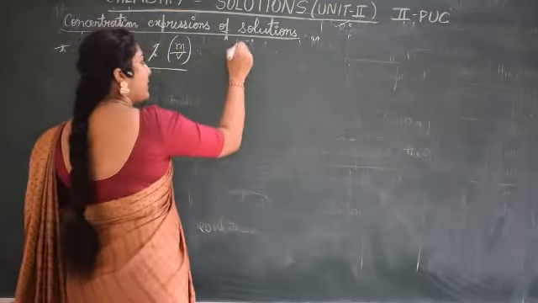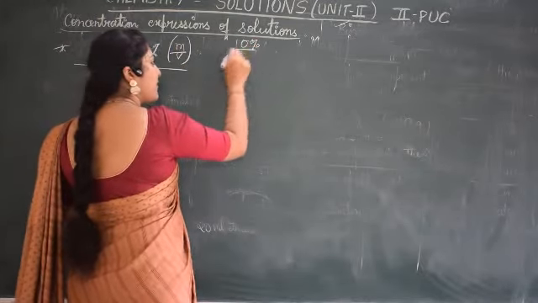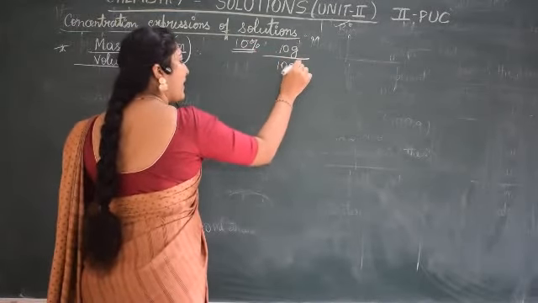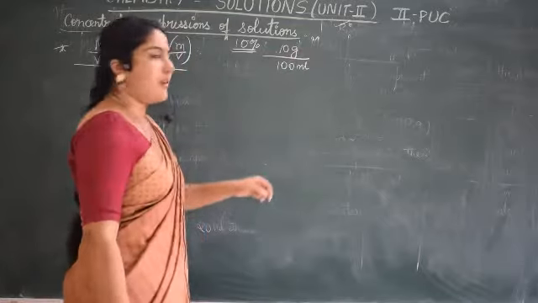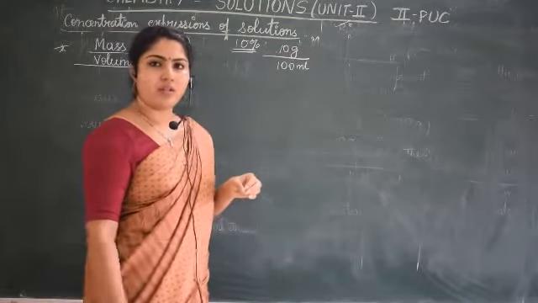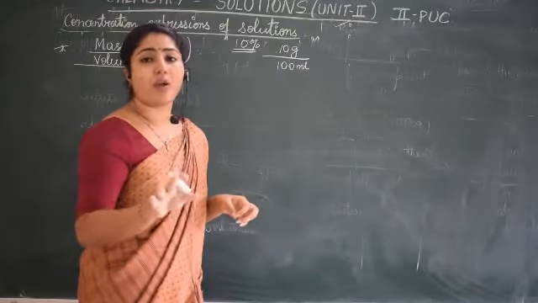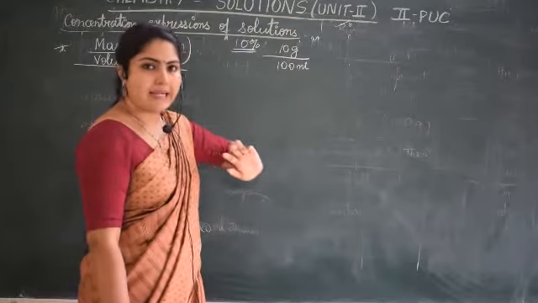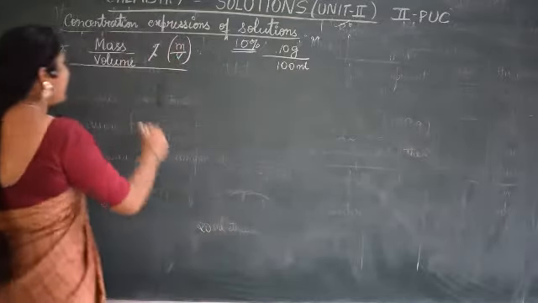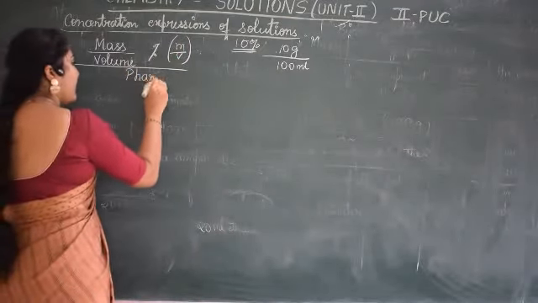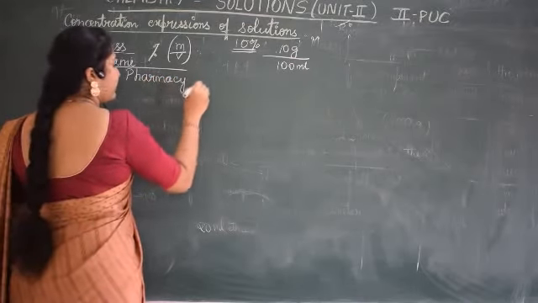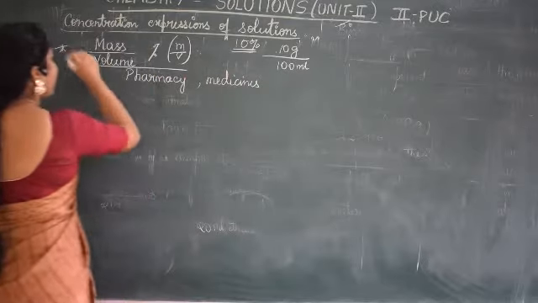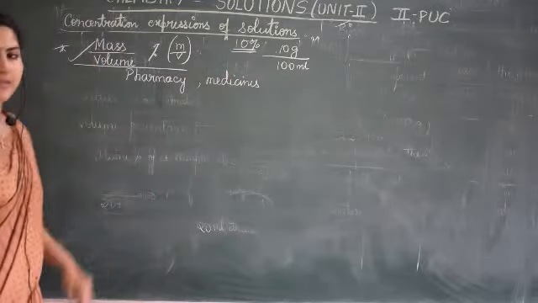If I say 10% glucose, that means 10 gram of sugar dissolved in 100 ml of solution. That means 10 gram will be solute, and the remaining solution, that is solvent, is added. Required amount of solvent is added. In pharmacy and in the preparation of medicines, they usually go for mass by volume percentage.